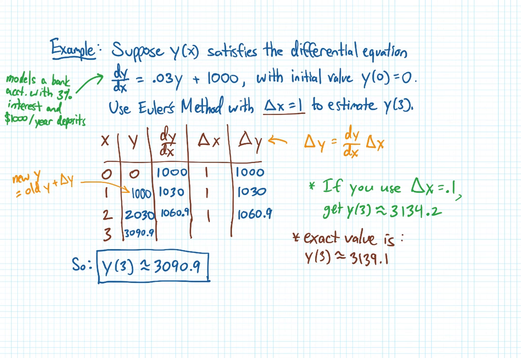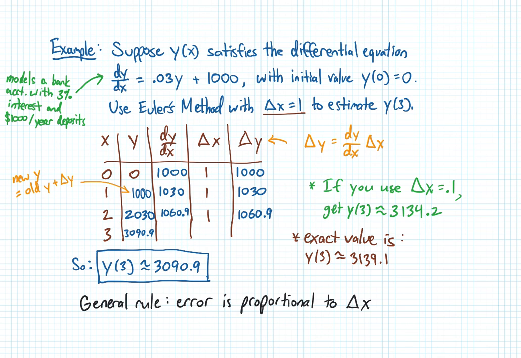Well, it turns out that this differential equation can be solved exactly, and you'll actually learn how to solve equations like this in the next class. Well, if you do that, the exact value of y of 3 ends up being about 3139.1. So you can see that when we used delta x equals 1, we got a decent estimate, but it wasn't super close. When we used delta x equals 0.1, we got a much better estimate. And you get better and better estimates as you use smaller and smaller values of delta x.